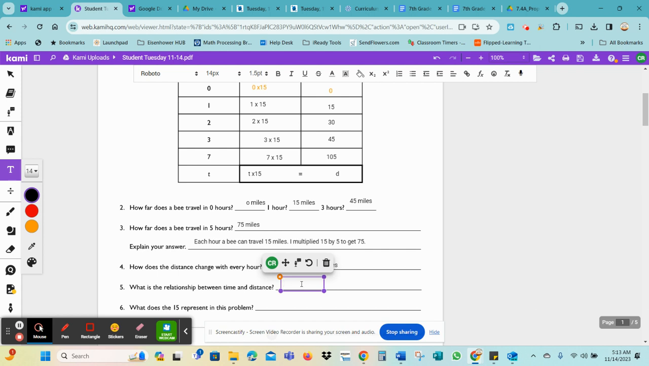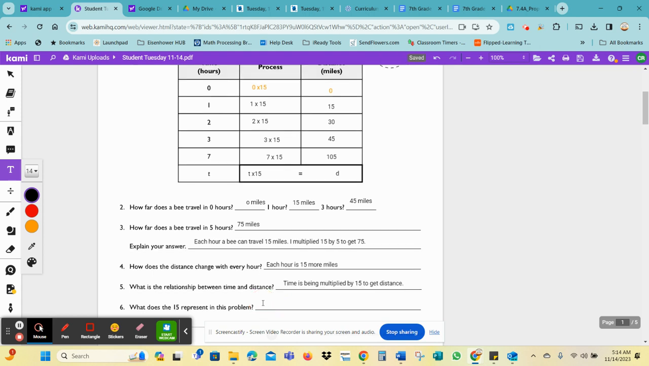Okay, so what do you think it is? Alright, very good. So time is being multiplied by 15 to get distance. Very good. So you can say something to that nature. You don't have to write exactly the same thing down. But we know that we are multiplying it by 15 to find the distance. And you can see right here how far did it go, which was our distance. And what we did is we multiplied that for every hour that it traveled.